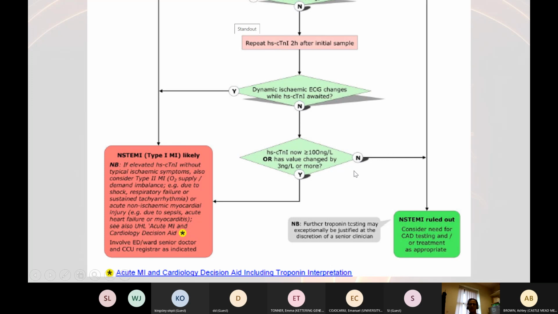So that's how we use troponin and symptoms to decide what type of myocardial infarction we're dealing with, and do we start treatment as per an NSTEMI. Please ask any questions as we go along, and I'll move on now and just cover the management of an NSTEMI.